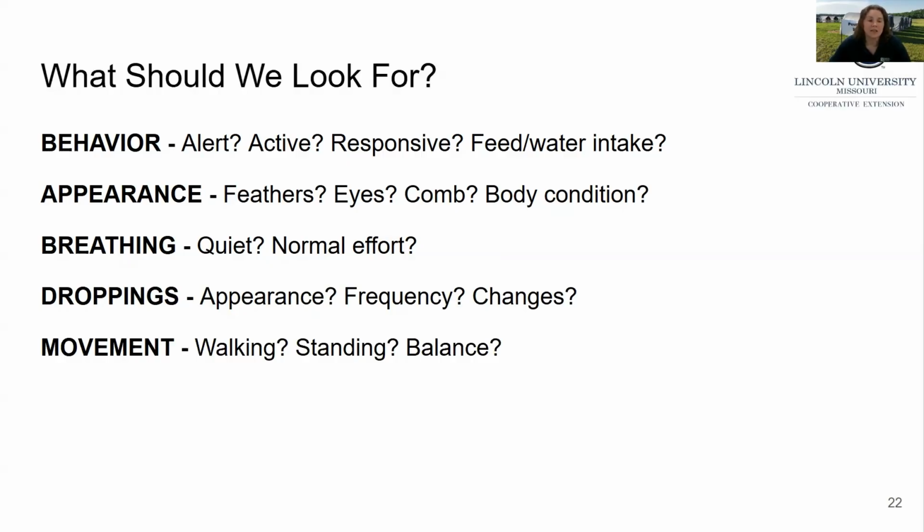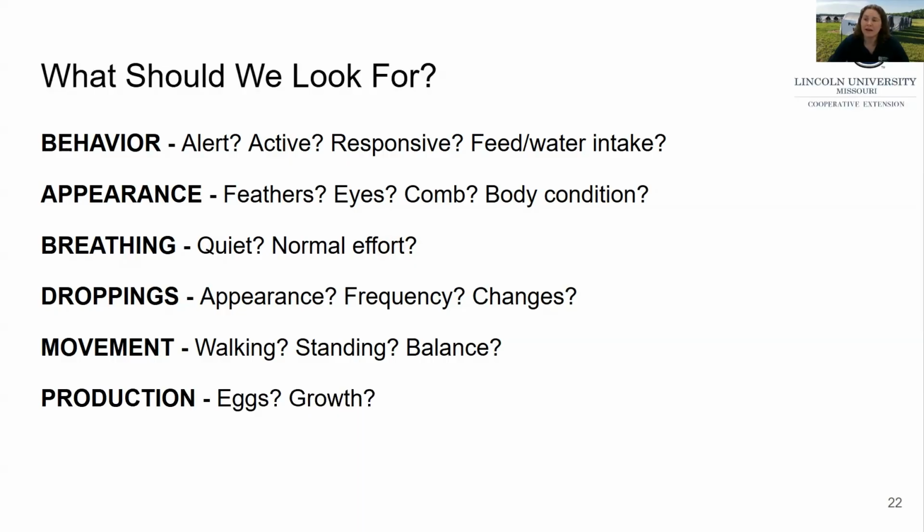Movement, is the bird walking, standing? I've had at least one person tell me that their chicken was unable to walk, and it turned out she was just a broody hen who refused to walk. Again, experience of the producer does matter a little bit here, but we really don't need specialized equipment to see most of this.